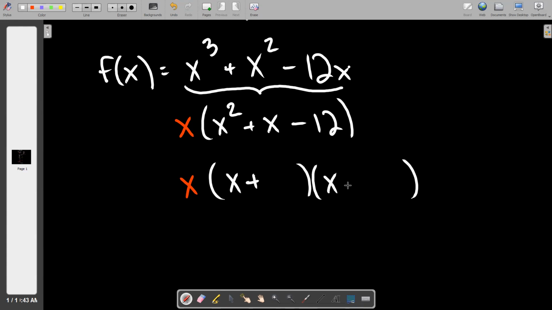x times (x plus 4)(x minus 3). And we would now have the conversation about what this means about the graph. Stop right there. We've obviously got a lot left to talk about on Monday. I'm okay with that. So good place to stop.